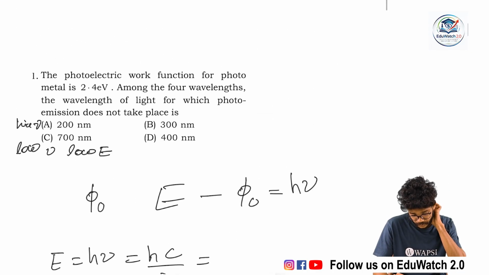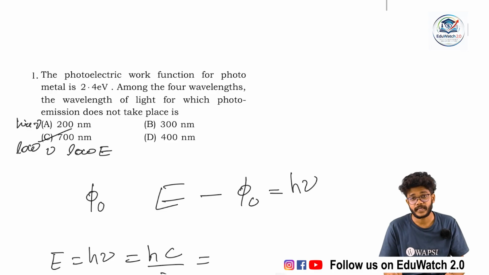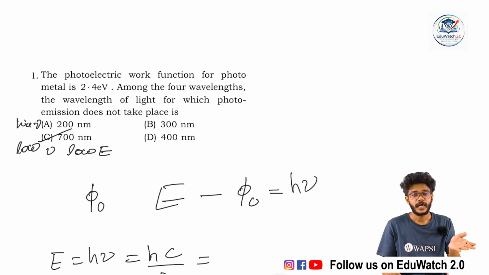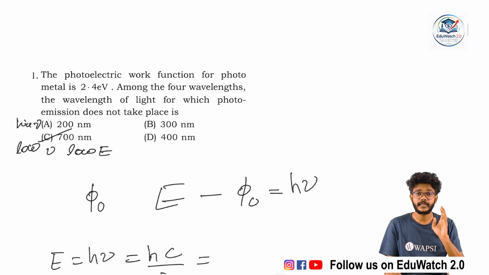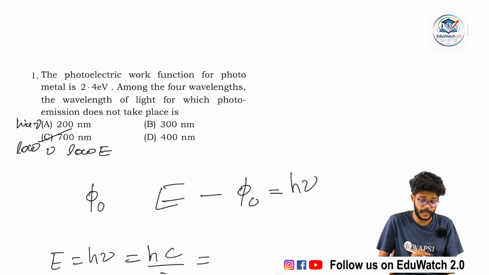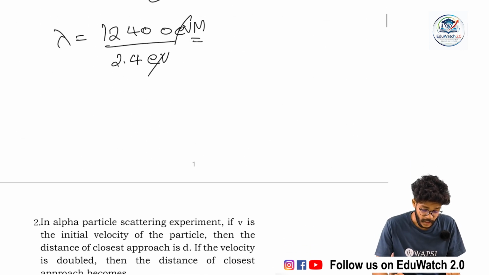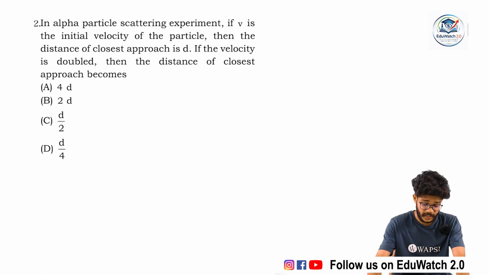So option C is the correct answer. But in the exam you can choose the option in 10 seconds, because 700 has the lowest energy, the wave which has low energy. If there is a group of waves, then you need to calculate. Okay, the next question, the second question.